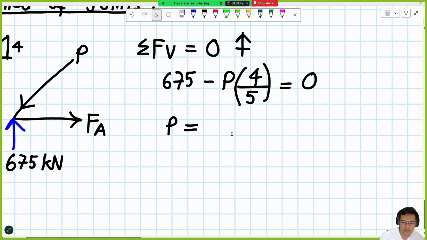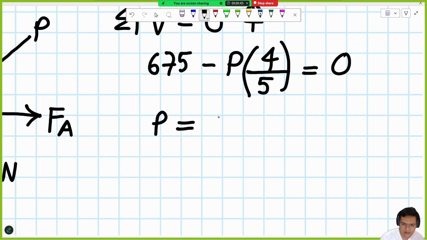Anyway, sige. Ilan yung value nito? Yung P? 843.75. Okay, 0.75.